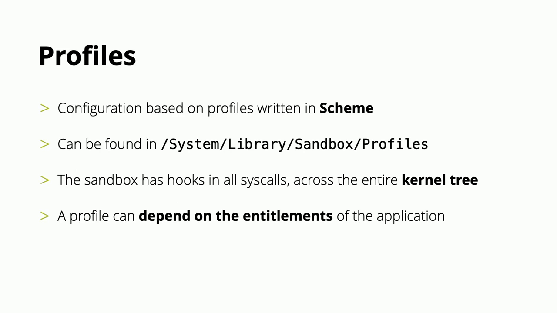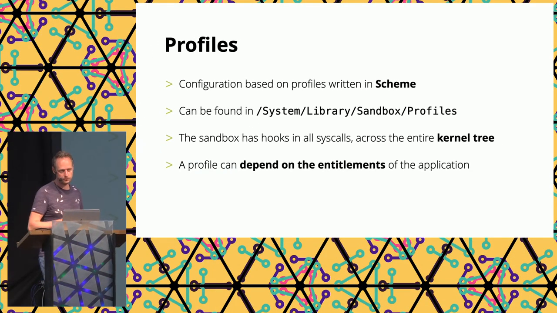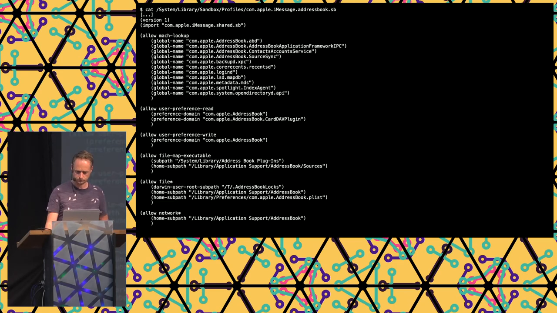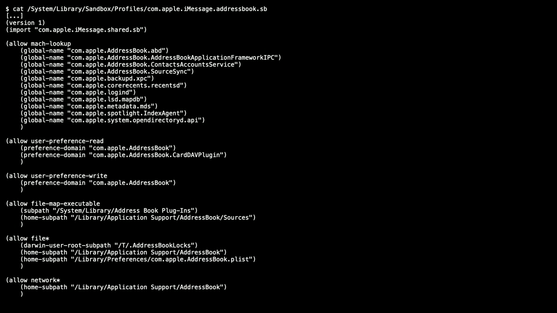So a profile can depend on the entitlement of the application. If you have a certain entitlement in your application, it can use a different sandbox profile to allow you to read or use certain syscalls, for example. Now, this is an example sandbox profile for iMessage in this case. It has some read and write permissions, and it has some permissions to communicate with other services.